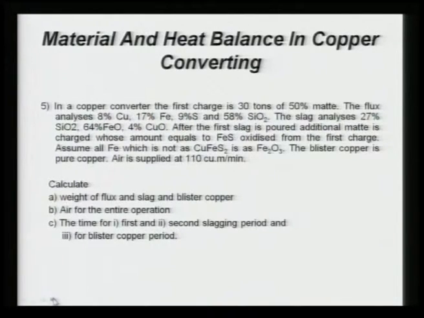Now, after the first slag is poured, additional matte is charged whose amount equals the FeS oxidized from the first charge. Assume all Fe which is not as CuFeS2 is as Fe2O3. The blister copper is pure copper. Air is supplied at this particular rate. Now you have to calculate the weight of flux, slag, blister copper and air for the entire operation, and the time for the first and second slagging periods and for blister copper formation.